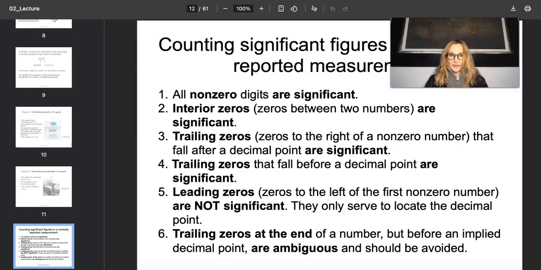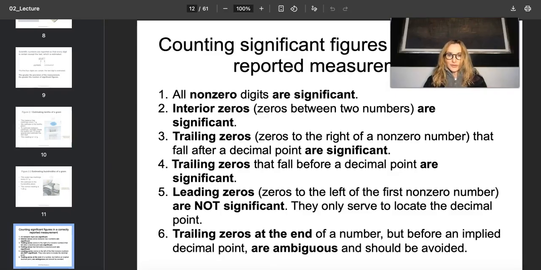Trailing zeros, zeros to the right of a non-zero number that fall after a decimal place, are significant. So if you wrote 1.00, you would still have 3 sig figs because if they bothered writing a decimal place and zeros after it, they measured it. Trailing zeros that fall before a decimal place are significant, so they're considered still zeros in the middle. So for example, if you had 10.0, it would still be 3 sig figs.